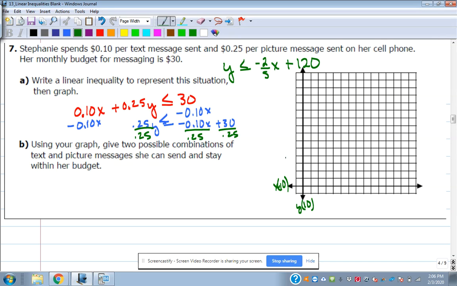And then go to 120, so 10, 20, 30, 40, 50, 60, 70, 80, 90, 100, 110, 120. So there's my first dot. And then down 2 over 5. Because I'm going by the same scale on each one, I can count 1 to 1. So down 2 over 5 is like down 20 over 50. It's the same number. And then I could graph that.